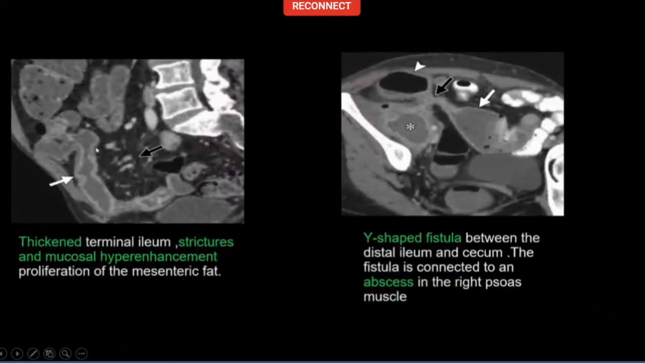This is another example, another patient with Crohn's, where you can see significant mucosal hyperenhancement and a narrow constriction, which was just covered in a previous talk. This is a complication of Crohn's. Here you can see a Y-shaped fistula with thickened terminal ileum, with the fistulous connection with the cecum, and a sequela, that is a focal abscess formation in the right psoas muscle.